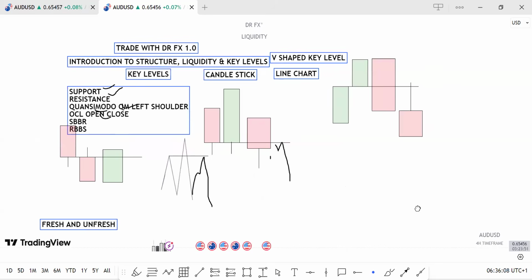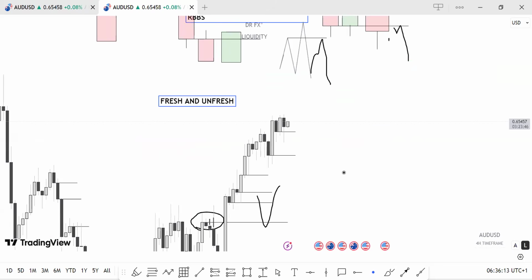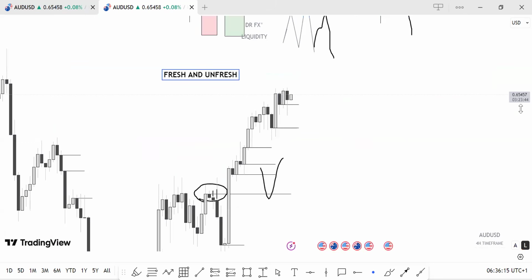RBBS. So talking about identification and understanding key levels, I've done justice to everything. Talking about the fresh key levels and the unfresh key levels, how the fresh key levels look and how all the unfresh key levels look, telling you that unfresh key levels cannot be used again. Fresh key levels are the ones we are going to be paying attention to, telling you how to identify all key levels. Now, our next class is going to be talking about how to use them.